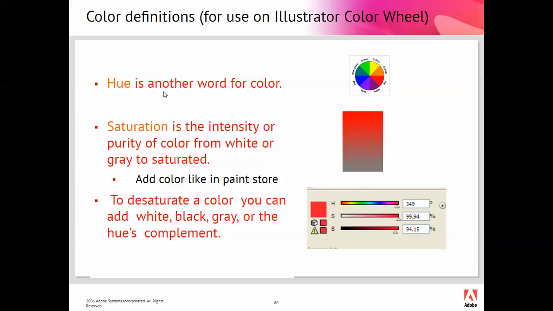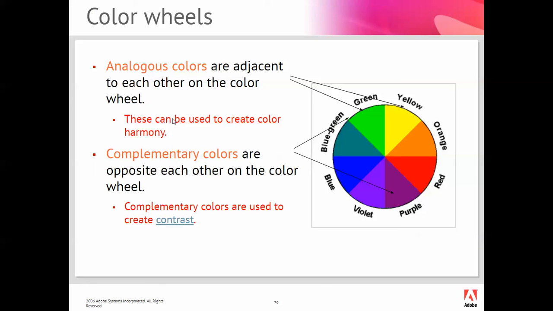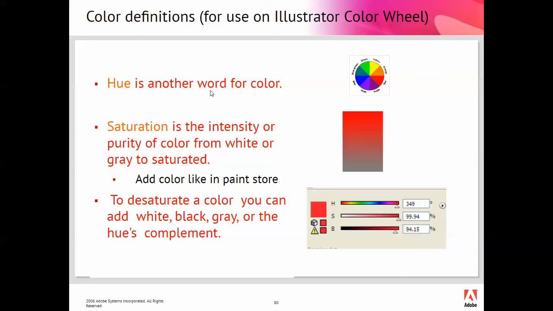Okay, so hue, by the way, everything in red, make sure you're writing those down in your paper notes. Hue is another word for color. Saturation is the intensity or purity of color, from white or gray to saturated. So this is unsaturated, all the way to a very saturated red. To desaturate a color, you can add white, black, or gray.